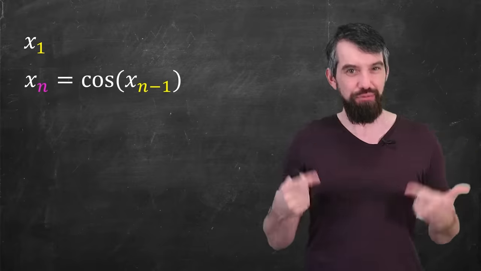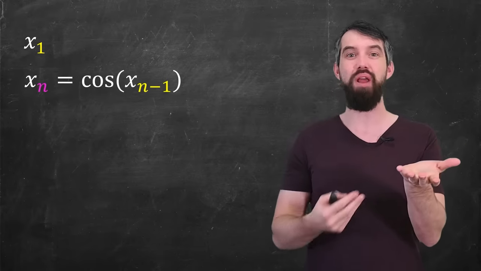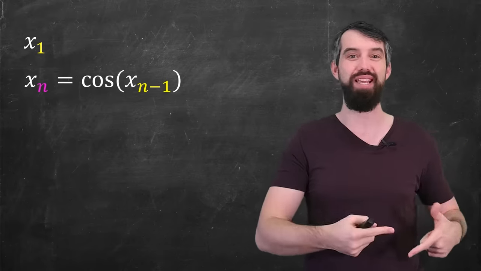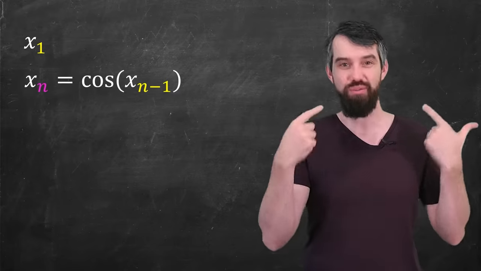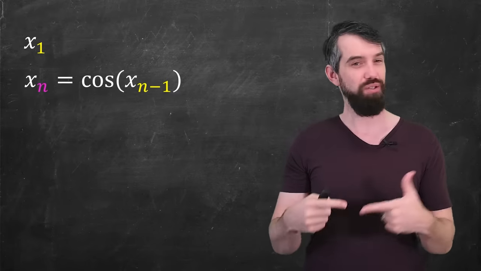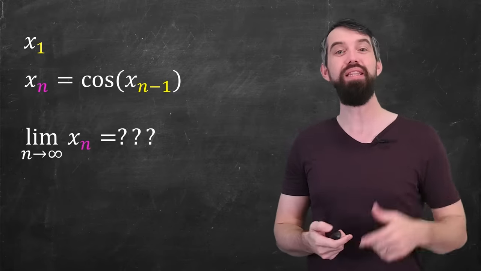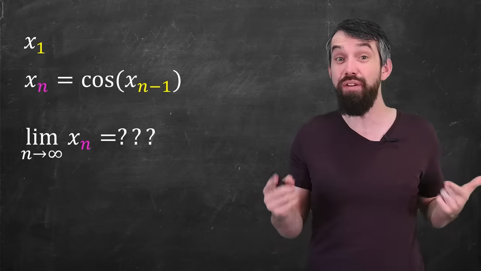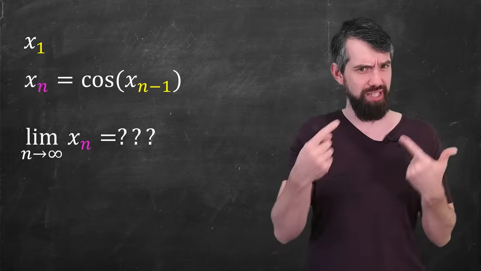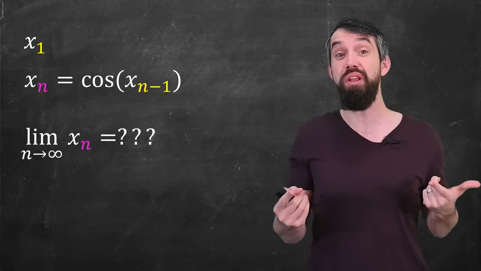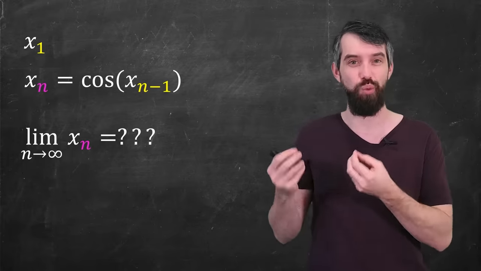What I've done here is reframe this as a sequence. You start at an x1, then you have this sequence of terms. You're always taking one cosine, and then two cosines, and three cosines, and so forth. And so the question then is, what is the limit of that sequence? Does this converge to a number? If it does converge to a number, does it depend on where you start? Does it depend on the value of x1?